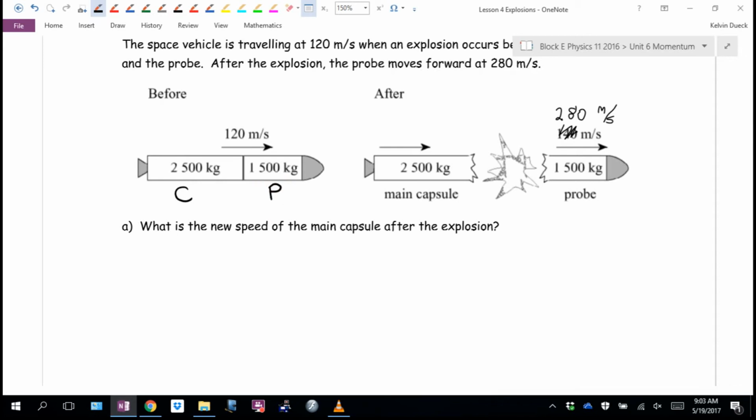Before the explosion, what's moving? The capsule, the probe, both, or neither? Stuck together or separate? So I'm going to have the momentum of both initially. Bang! There's an explosion. After the explosion, what's moving? The capsule, the probe, both, or neither? Stuck together or separate? Very separate. So I'm going to have momentum of the capsule final and momentum of the probe final.